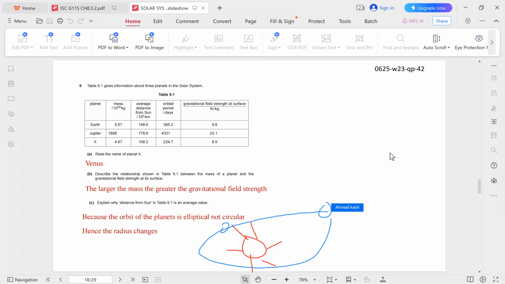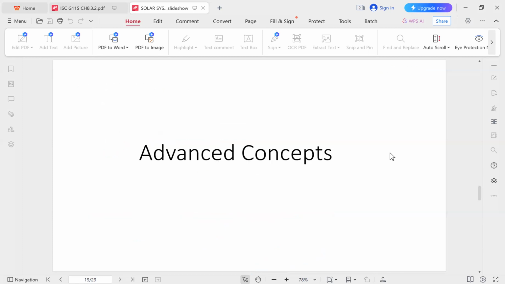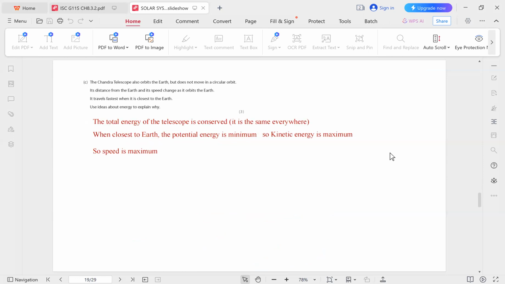So therefore, we can't really say that we have a fixed radius of orbit. We have a changing radius, and this is why we need an average value. So the average distance from the Sun varies at different phases of the orbit. Hence, the radius changes. And we're going to discuss in this video how this affects the energy of the orbiting planet, but it comes in the more advanced concepts. And there we are, advanced concepts.